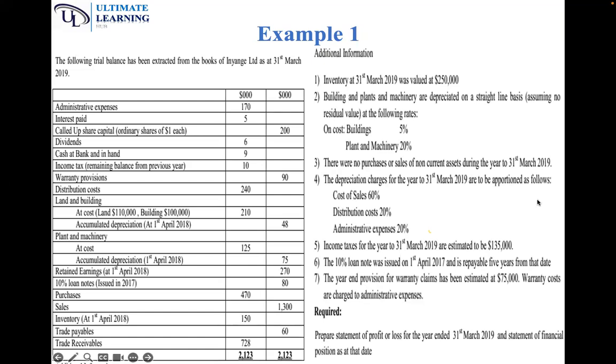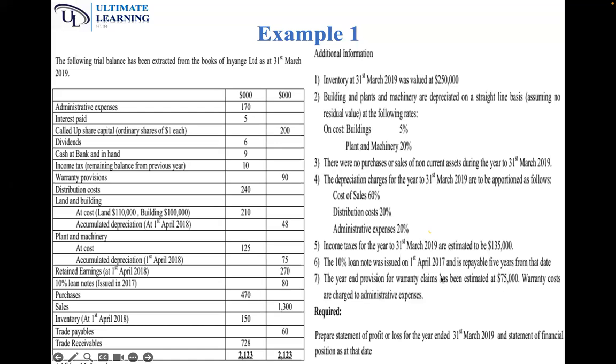Point number 7, the year-end provisions for warranty claim has been estimated as 75,000. We said in this case, you compare the warranty in the trial balance, the TB, which is 90,000. You compare it to the year-end, which is 75,000. So we can conclude in this case, there is a decrease in provision for warranties.